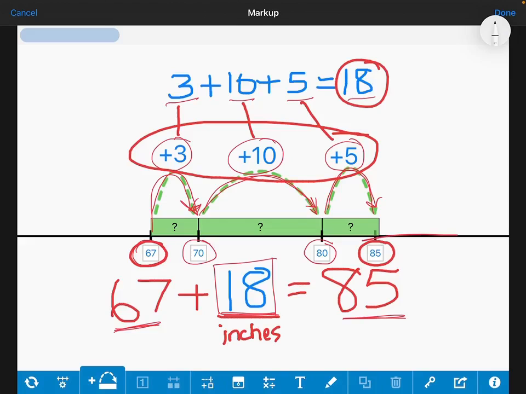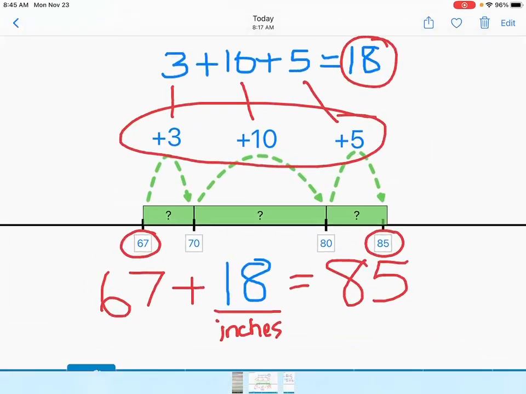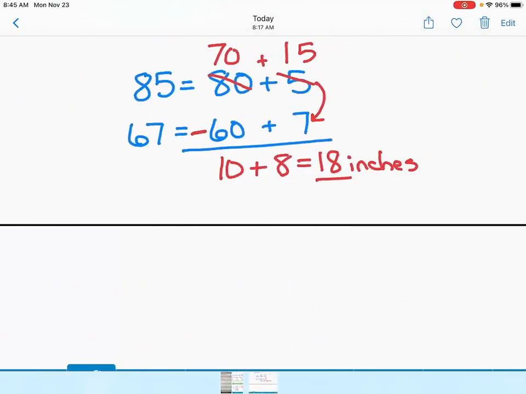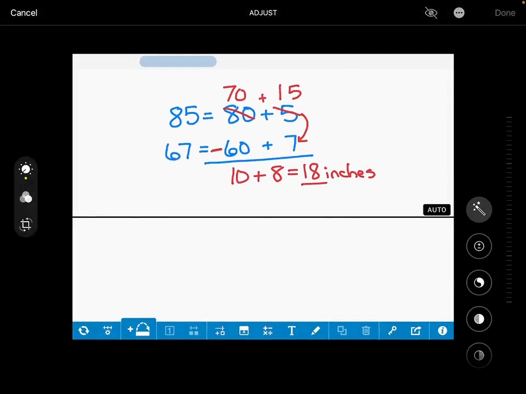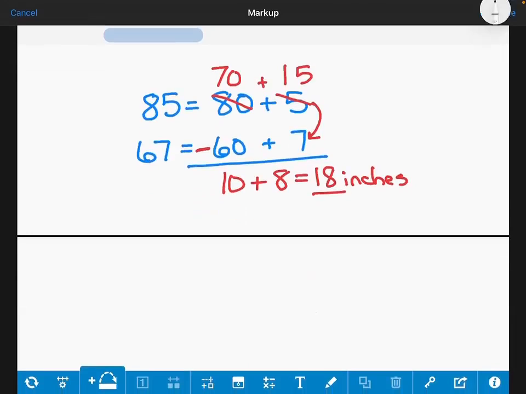Another way that I chose to solve the problem, let me go to my next picture. All right, another way I chose to solve the problem was I simply used the expanded method of writing out my numbers. So instead of 85, I know that 85 can be broken up into 80 plus 5, and that 67 could be broken up into 60 plus 7. It is a subtraction problem.